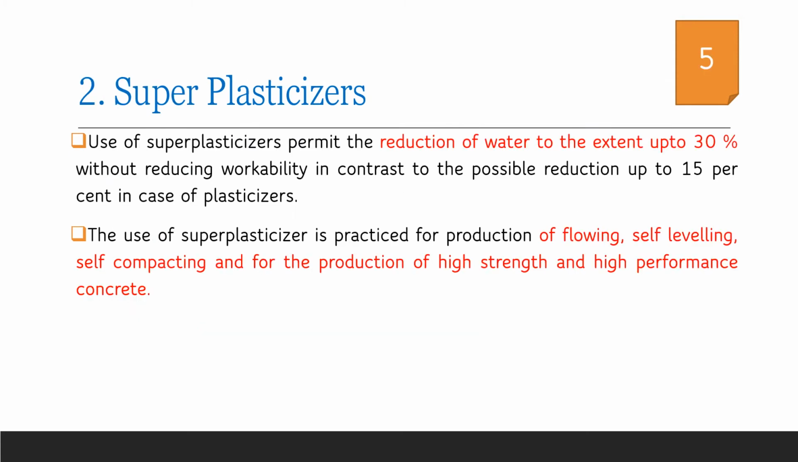Now let us discuss superplasticizers. They are similar to plasticizers but with better capacities. That is, superplasticizers can reduce the water content up to 30%, whereas plasticizers will reduce water only up to 15%. The use of superplasticizers is preferred for flowing, self-leveling, and self-compacting types of concrete, which is adopted for high strength and high performance concrete.